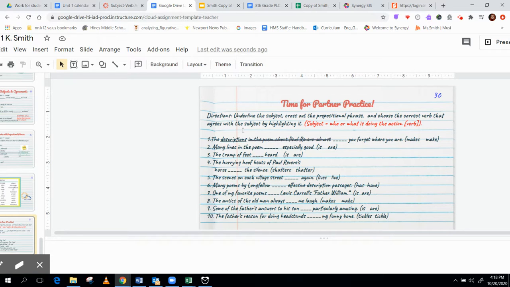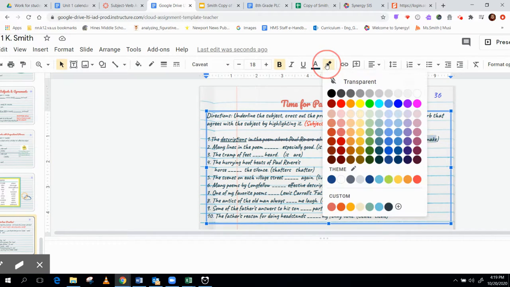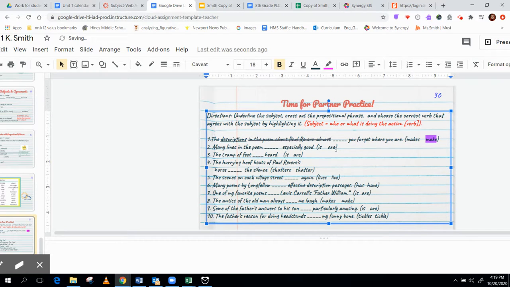Now I need to highlight the correct verb. So is it make or makes? Let's see. The descriptions makes you forget where you are. The descriptions make you forget where you are. I think the answer is make. So I am going to drag my cursor over it to select it and then highlight make.